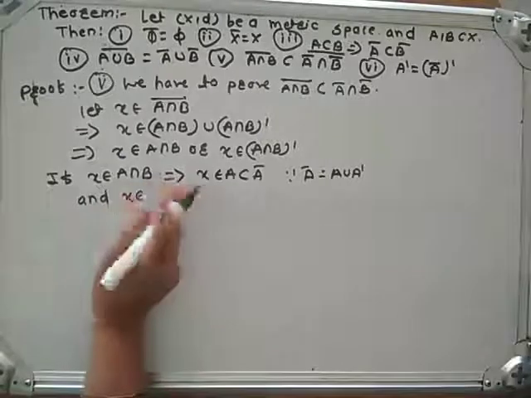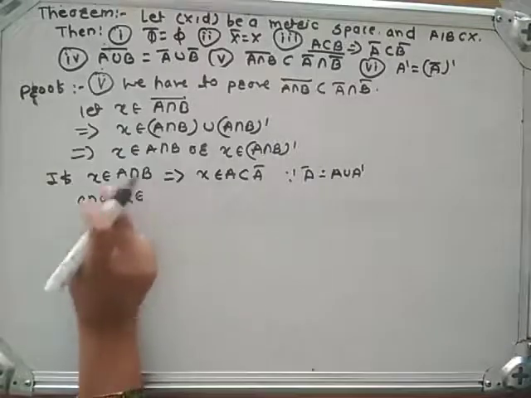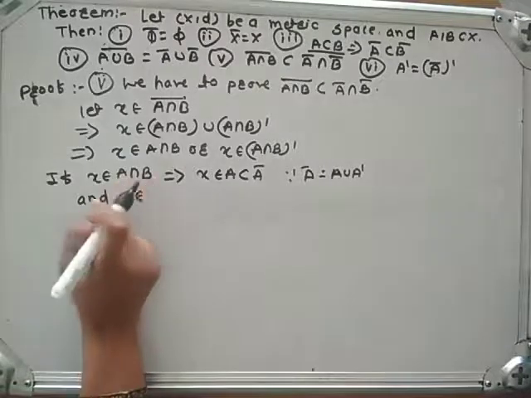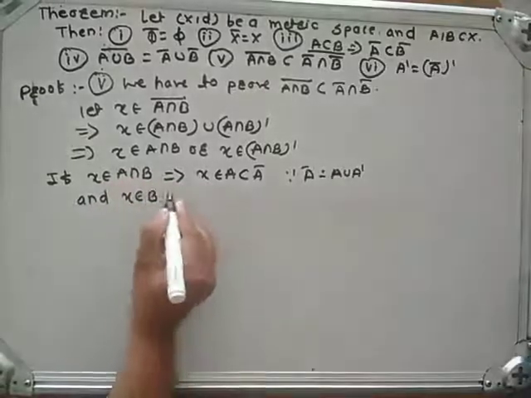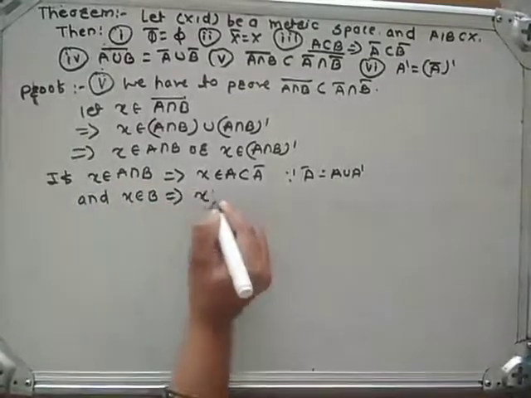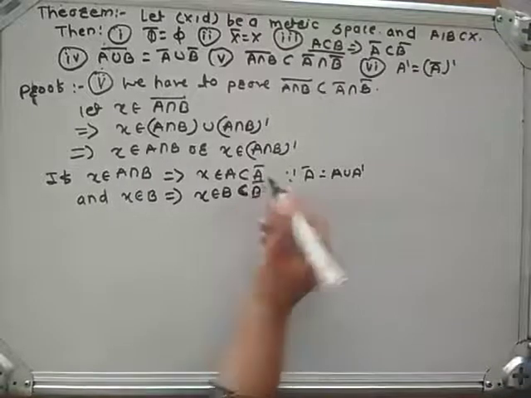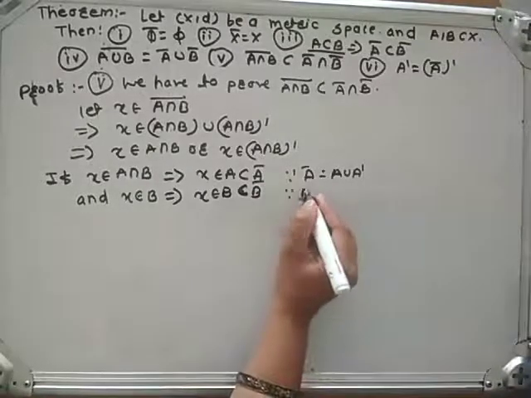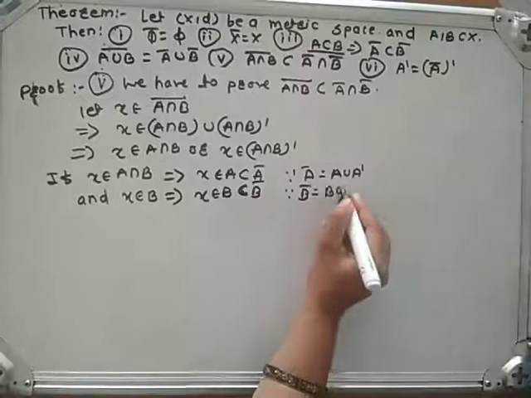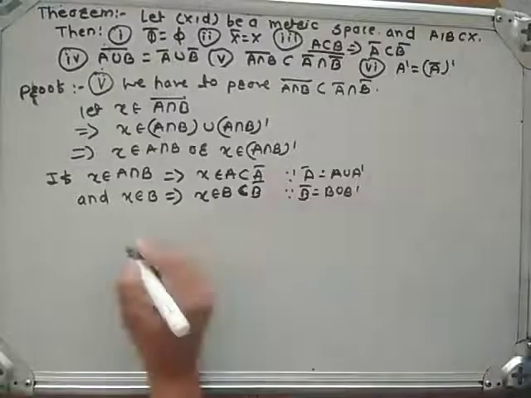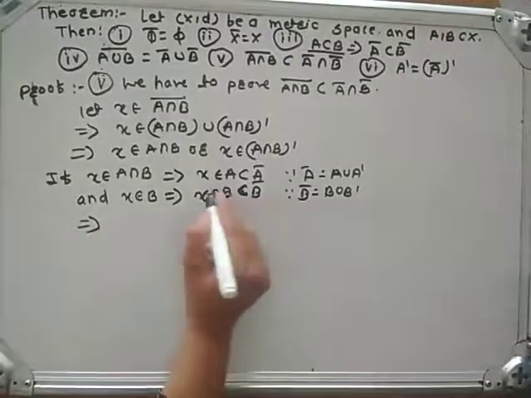Here x belongs to A intersection B. That means x belongs to A and x belongs to B. x belongs to B implies x belongs to B closure, since B is a subset of B closure. Here again the reason is that B closure is nothing but B union B dash.